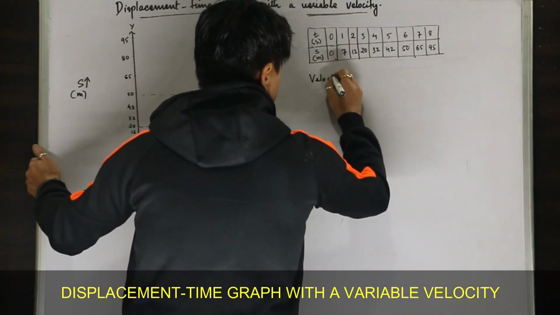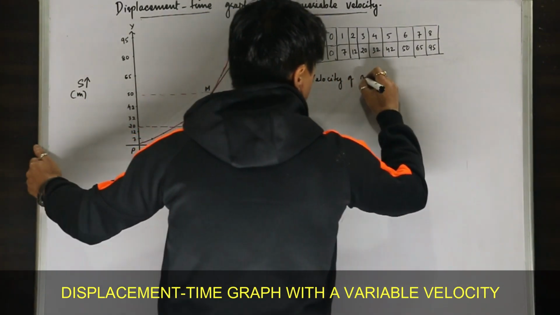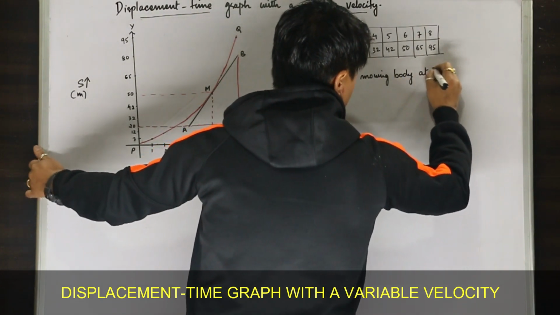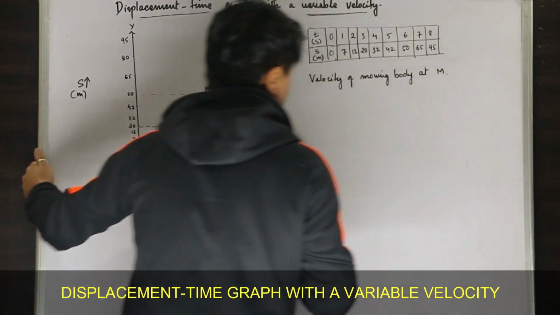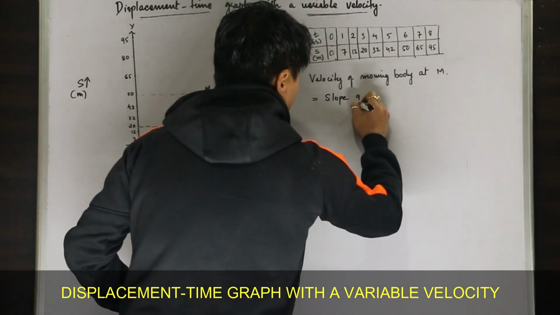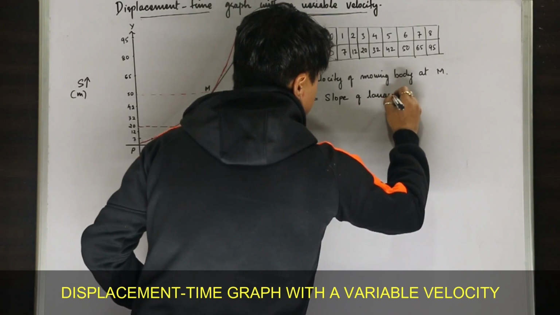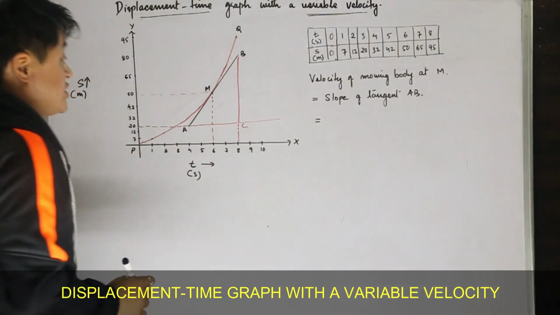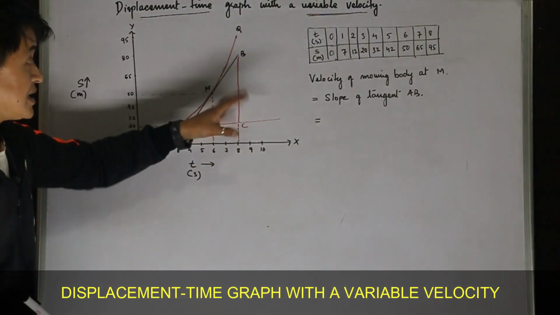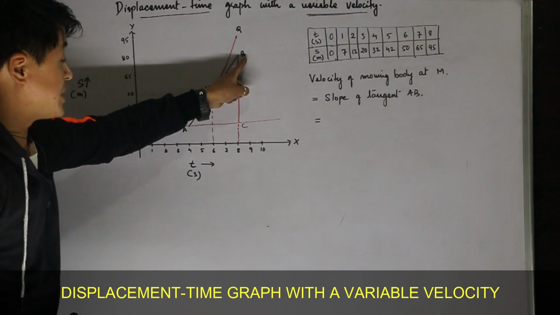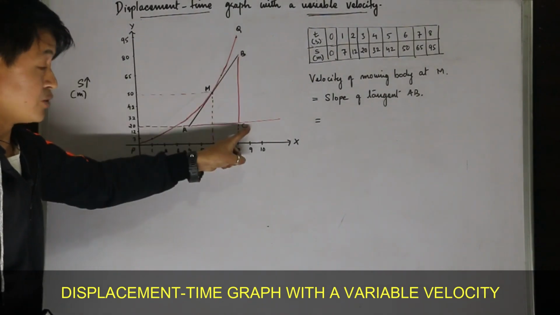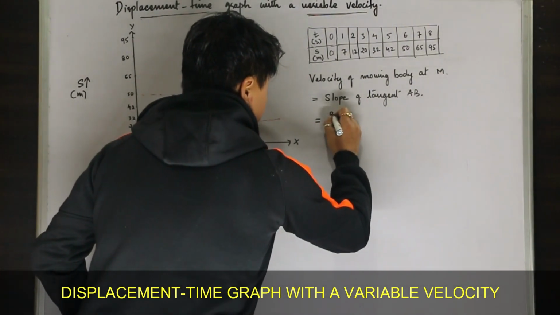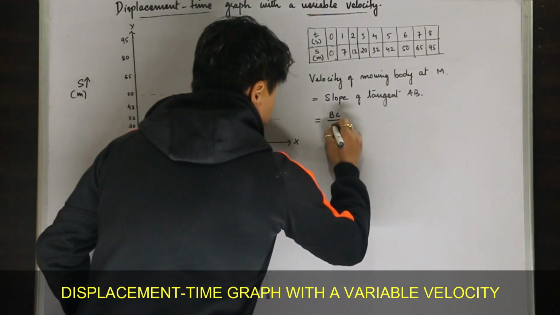Velocity of the moving body at M is the slope of tangent AB. So here, in order to find the slope of the tangent AB, like in the earlier sum, we first have to know the displacement at this point. So this will be a change in displacement. Our total displacement BC upon AC.